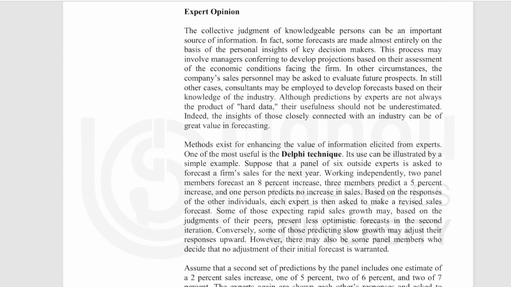The collective judgment of knowledgeable persons can be an important source of information. In fact, some forecasts are made almost entirely on the basis of the personal insight of key decision makers. This process may involve managers conferring to develop projections based on their assessment of the economic conditions facing the firm. In other circumstances, the company's sales personnel may be asked to evaluate future prospects. In still other cases, consultants may be employed to develop forecasts based on their knowledge of the industry.